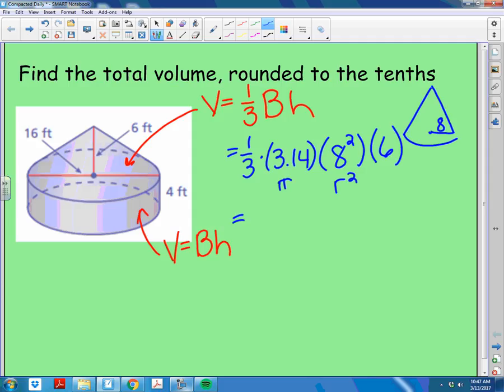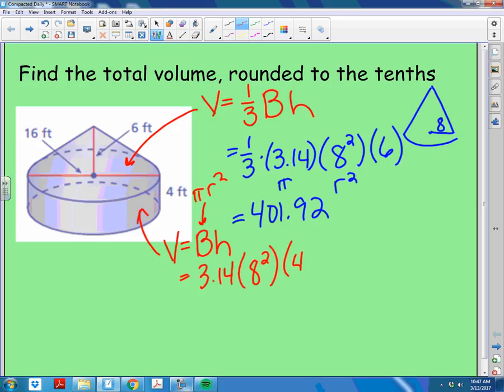And then we can pick up our calculators. 401.92. Fantastic. So we end up with 401.92. Any questions on that? On the cylinder, we end up with the same thing. Remember, the area of the base is pi r squared. So we end up with 3.14 times 8 squared times 4.